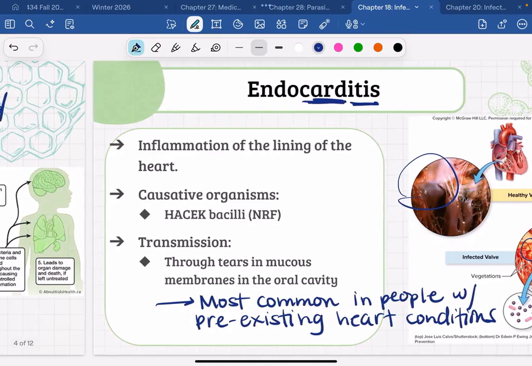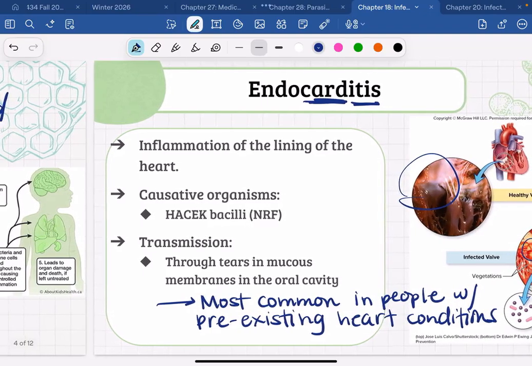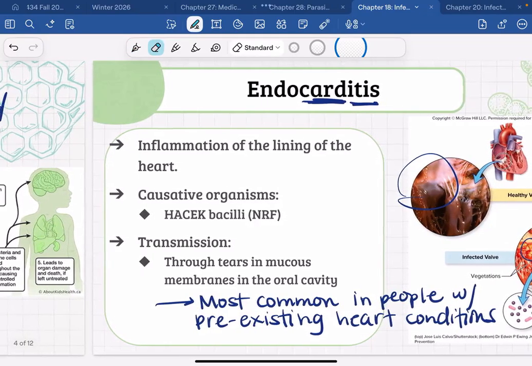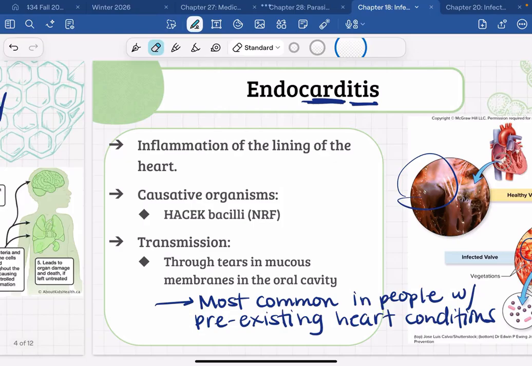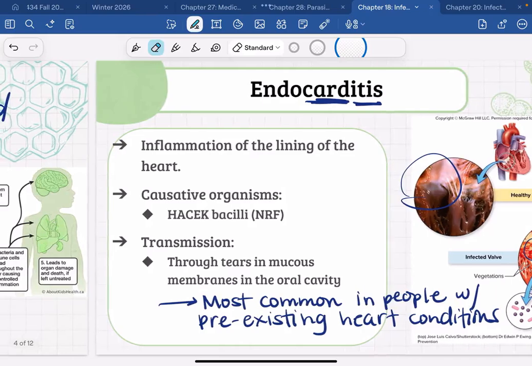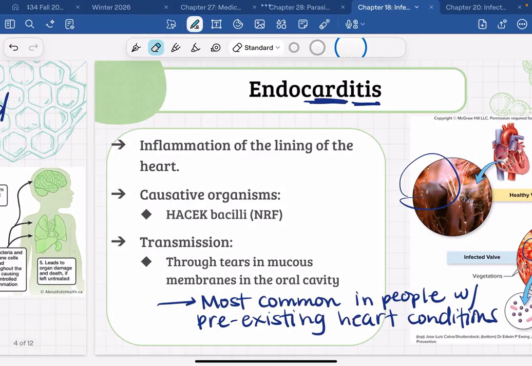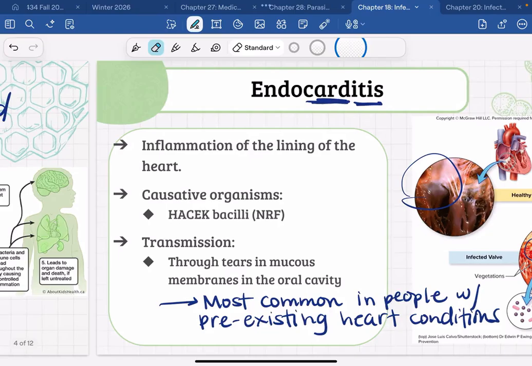And HACEK bacilli are, I put NRF there to stand for normal respiratory flora. So it's bacteria that is normal in your mouth and throat. Normal respiratory flora, NRF. Okay, so the causative organisms are a group of organisms called HACEK bacilli that are all normal respiratory flora.